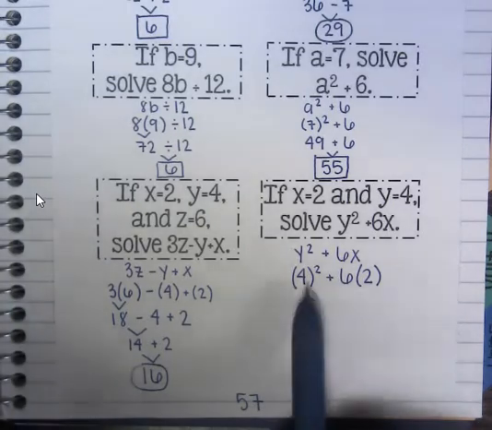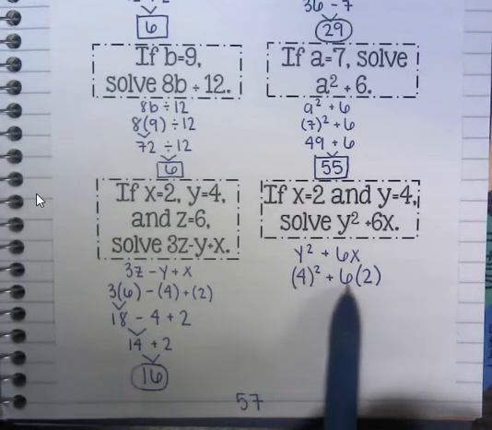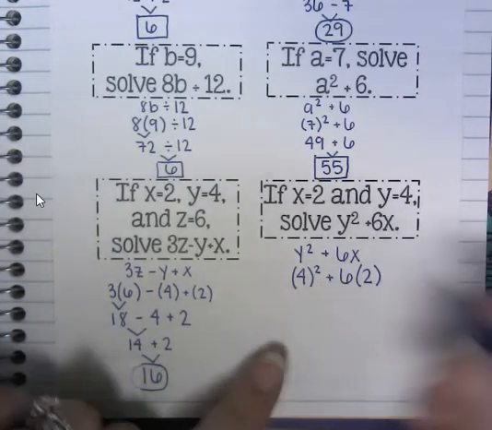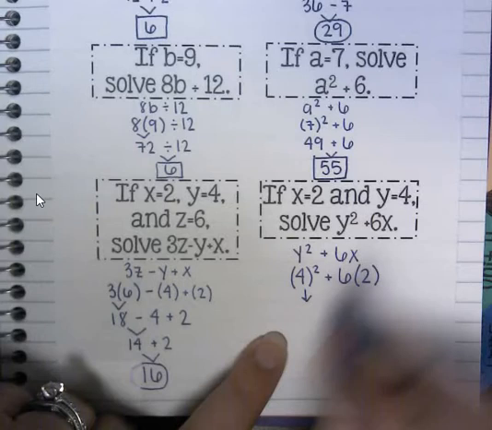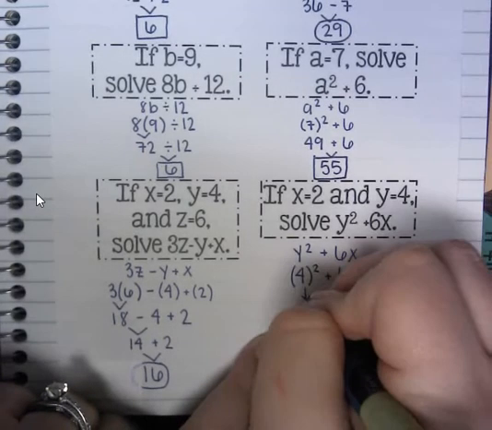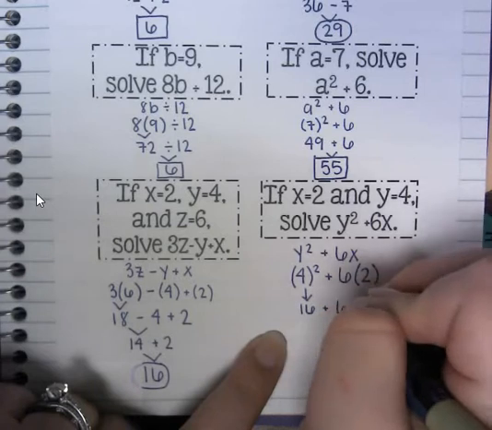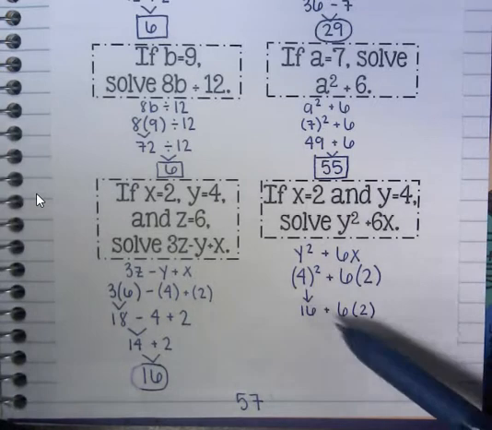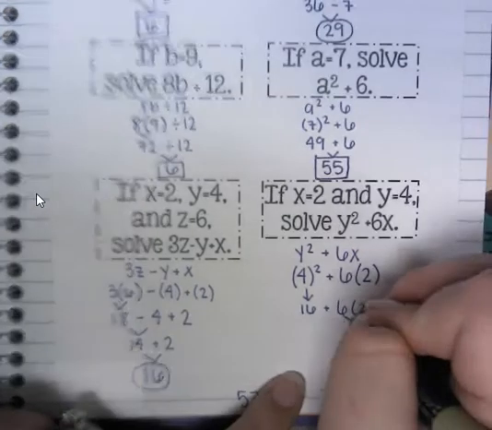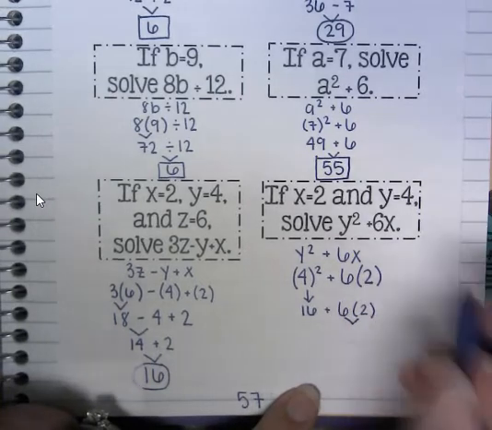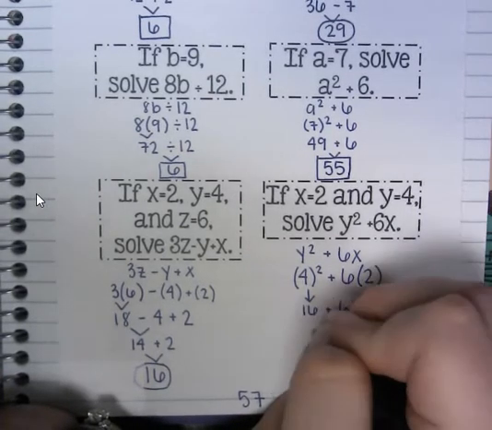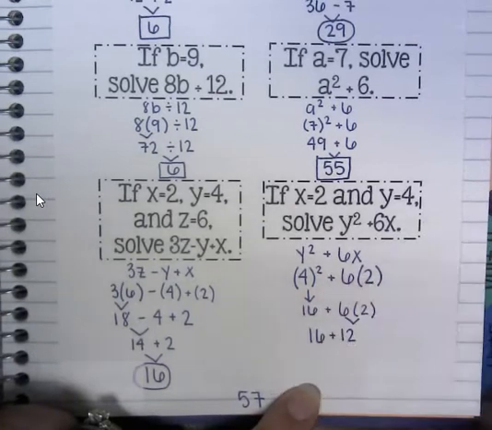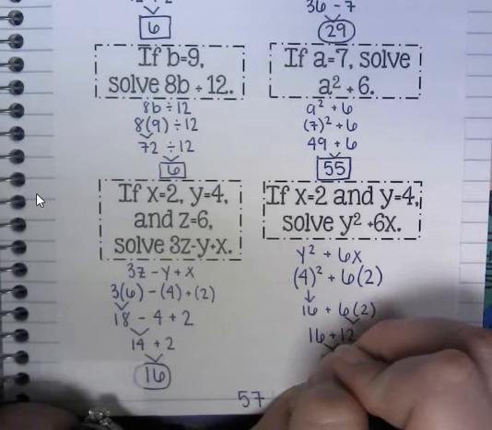I've got an exponent, addition, and multiplication. My exponent comes first. 4 squared is 16 plus 6, parentheses 2. I've got addition and multiplication, so I'm going to multiply. 6 times 2 is 12. Bring down the 16 plus. Last step, 16 plus 12 is 28.